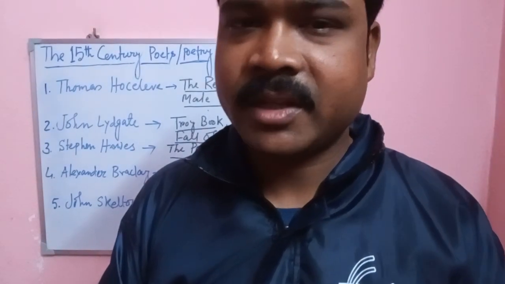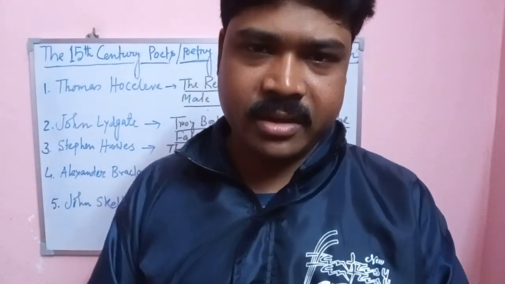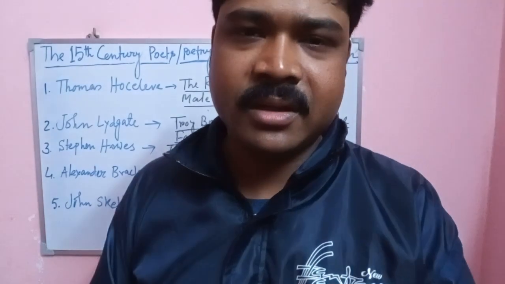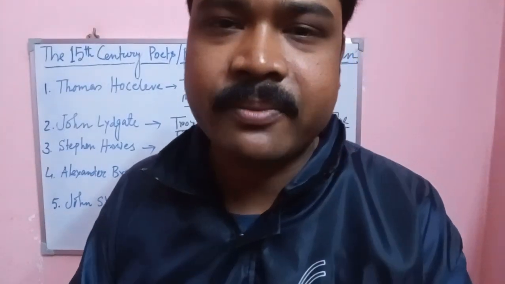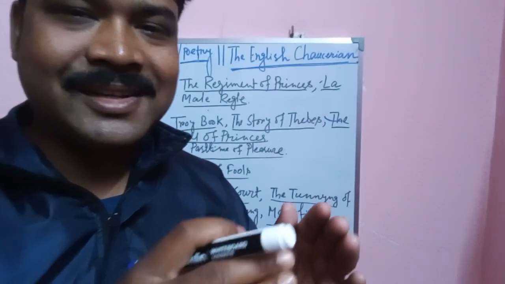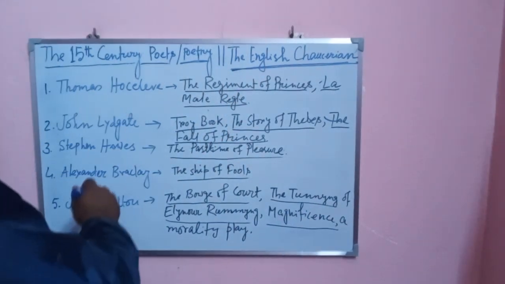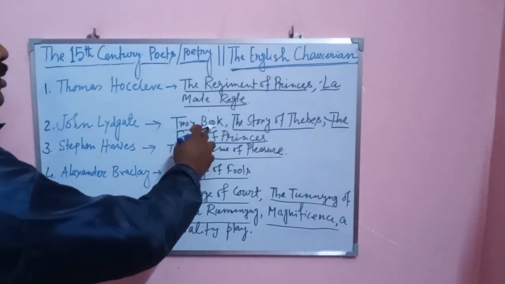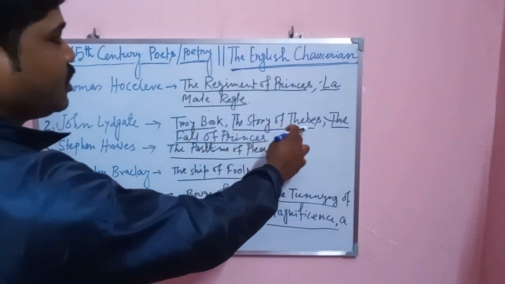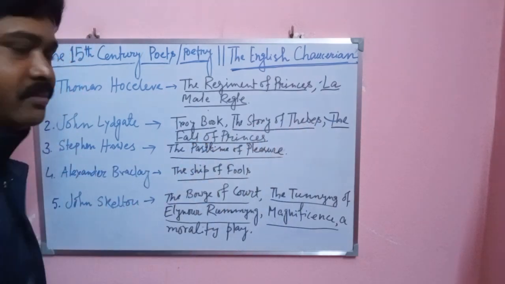However, in his lifetime, he acquired immense reputation as a sheer versifier. John Lydgate's chief poems are Troy Book, The Story of Thebes, The Fall of Princes.